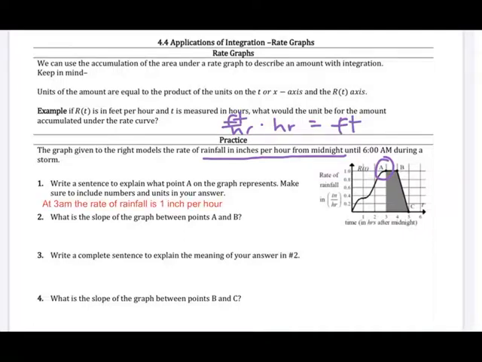Number 2 says, what is the slope of the graph between points A and B? Well, that's an Algebra 1 question. If we look at the slope between points A and B, we can see that that slope is 0. Number 3 says, explain what that slope in number 2 means. Well, what that means is between those 2 points, between A and B, which is 3 a.m. and 4 a.m., there was no change in the rate of rainfall, which was still 1 inch per hour. So that doesn't mean there was no rainfall. It means there was no change in the rate.